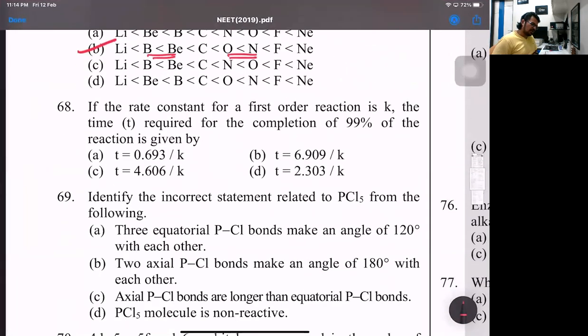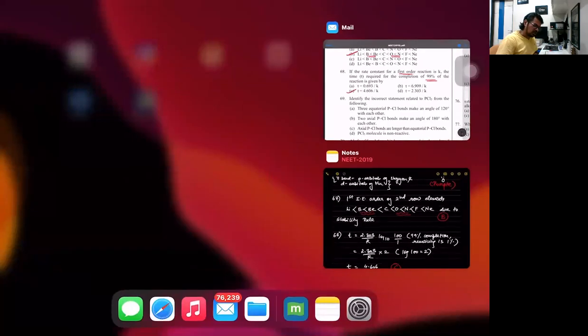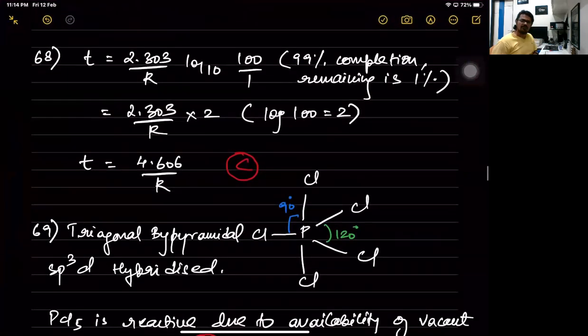Look at that 68 one. Rate constant of first order reaction is K. Time required for completion of 99% reaction is given by. Now this is very direct over there. This answer is C. 99% reaction is completed. So remaining is 1. So you basically t is equal to 2.303 by K log of 100 upon 1. Log 100 we know is 2. So that's 2.303 into 2, 4.606 by K. No calculation only. You can do it orally. Very direct one. Okay.